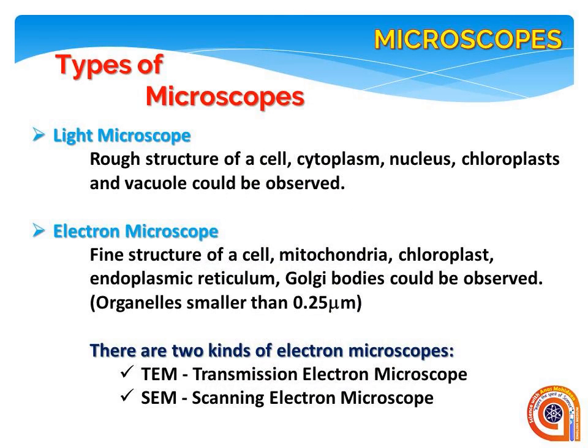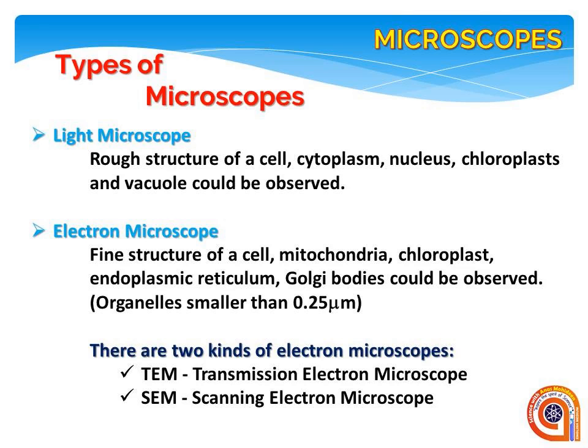All right. So a light microscope is used to observe the rough structure of a cell: cytoplasm, nucleus, chloroplast, and vacuole could be observed. You see, all these rough structures we can observe under a light microscope. Then why do we want to go for an electron microscope?